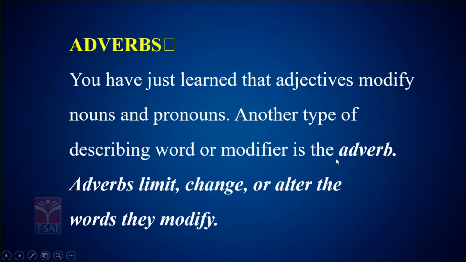This is also considered to be modifiers. This is another type of describing word. This is also called a modifier, because adjectives modify nouns or pronouns, adverbs modify the verbs. These adverbs also limit, change or alter the other words, and those other words are nothing but verbs. So, verbs are being modified with the help of adverbs. So, this is the statement you can see on your screens.